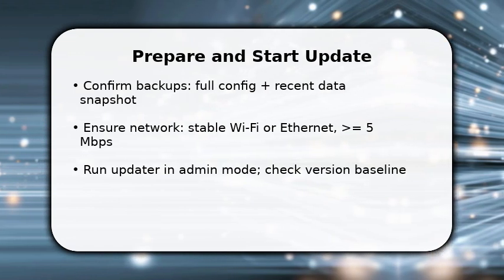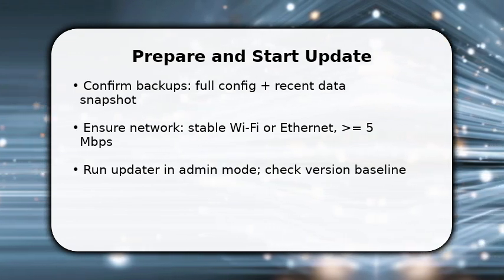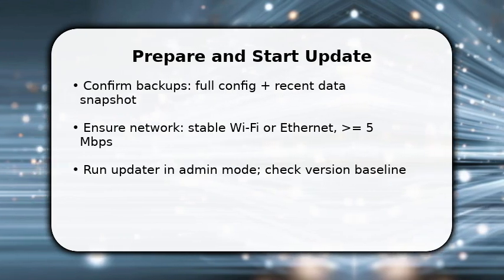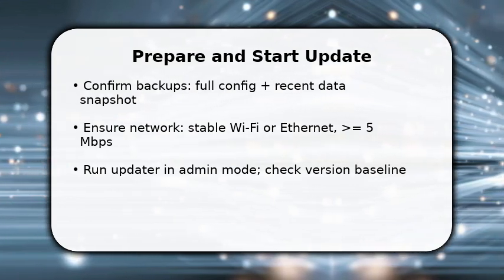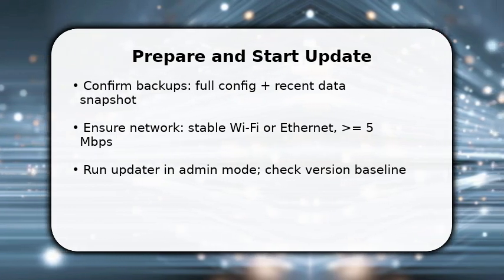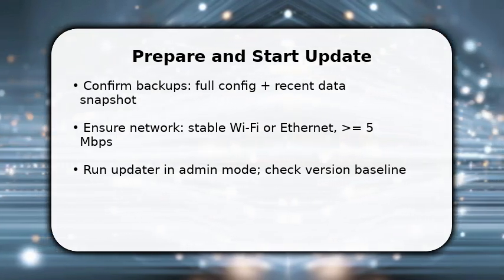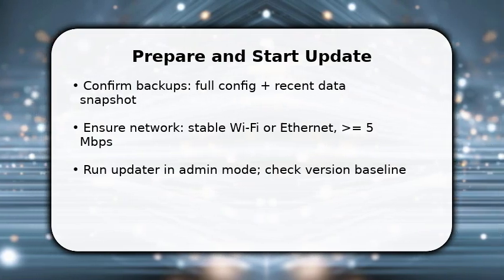Next, open the Universal Updater interface and select the target system or app. You do this now so the updater can compare current versus target versions and queue only necessary files. This reduces time and risk while keeping rollback options intact.